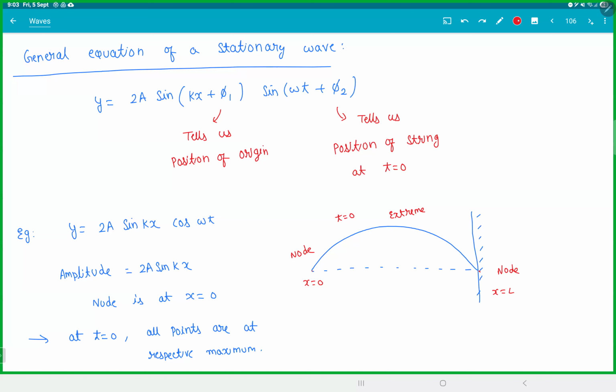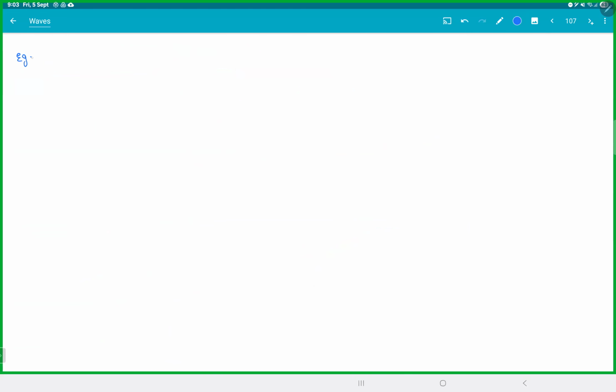Let me take one more example. Let's say I write y is equal to 2a cos kx sine omega t. I'll reverse it. Now look at this. Amplitude 2a cos kx. If you put x is equal to 0, it's an antinode. That means you have chosen antinode as an origin. And at t is 0, y is 0. All particles are at mean.